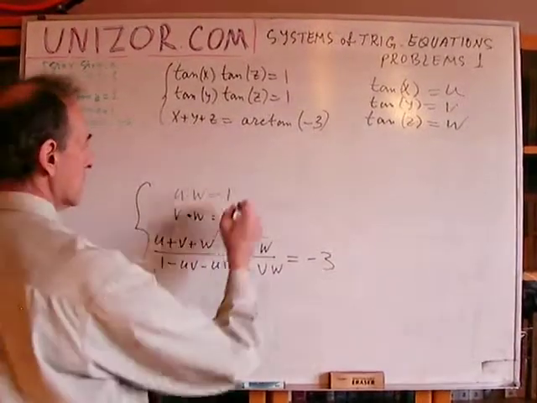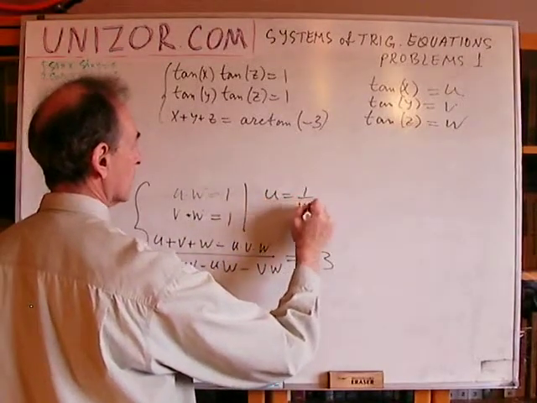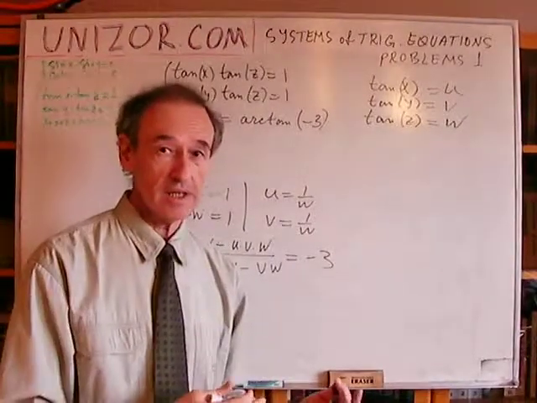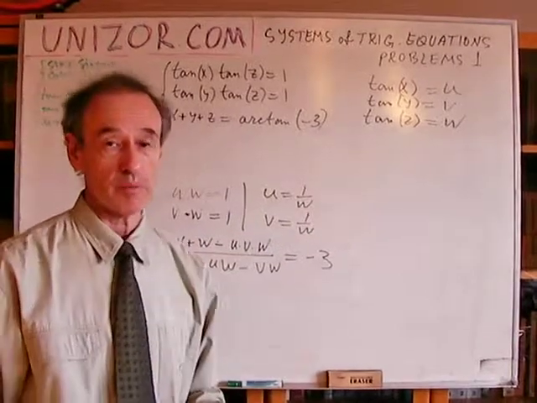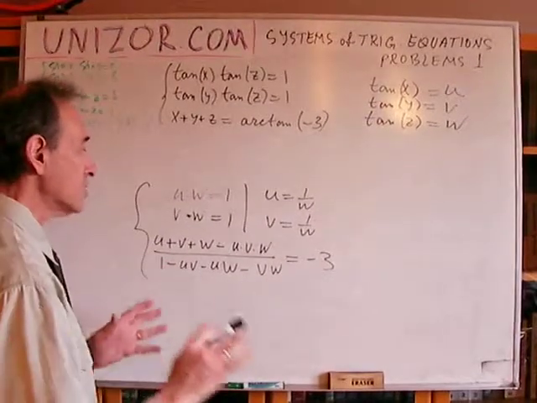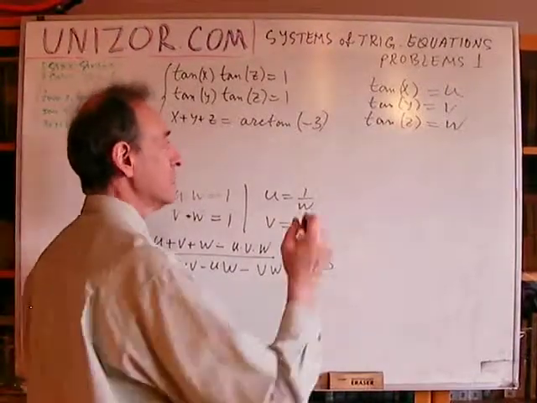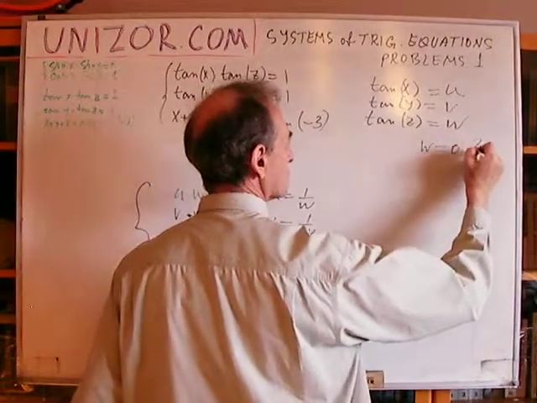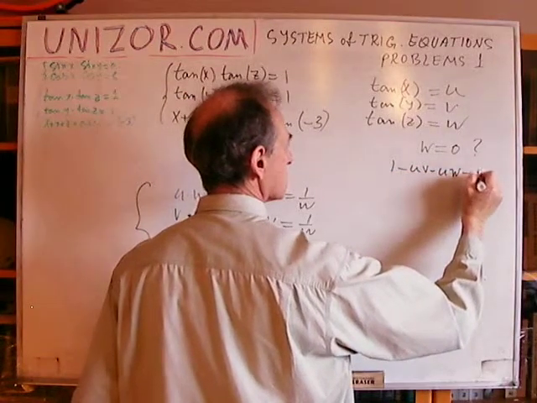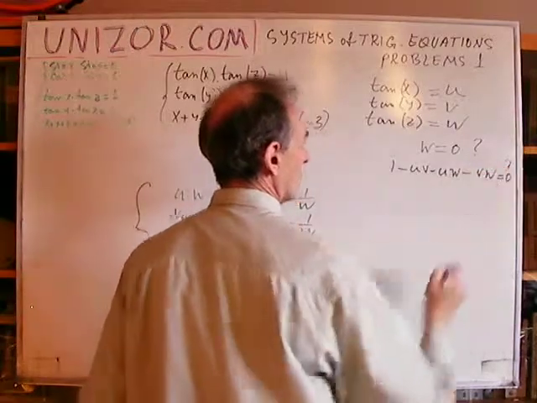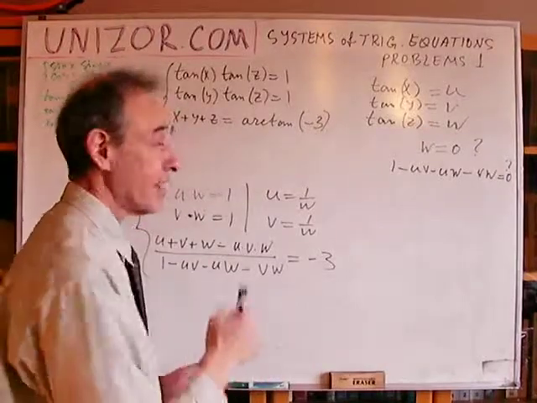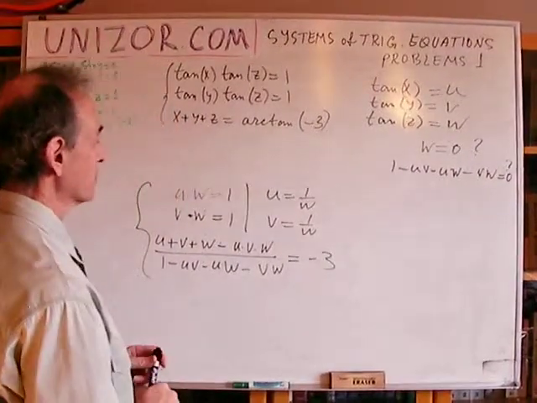So from this, I will have u is equal to 1 over w, v is equal to 1 over w. Again, I'm doing it kind of freely, but I have to really think about what if w is equal to 0. Is this a solution? Each one of these cases must be examined separately. What if w equals 0? What if 1 minus uv minus uw minus vw equals 0? These are separate cases which I have to examine separately. Don't forget it. Even if I forget it when I'm presenting this lecture, you should not.